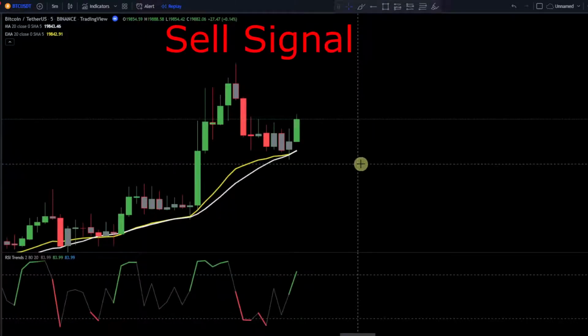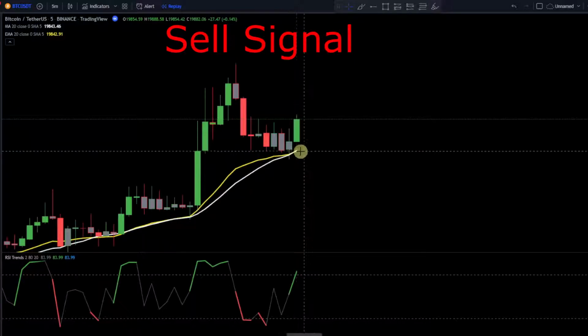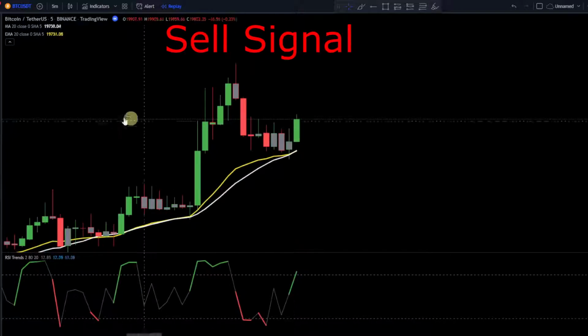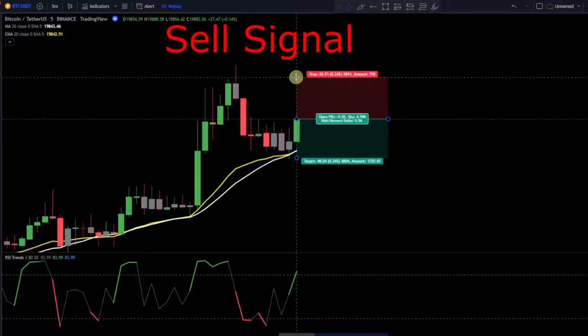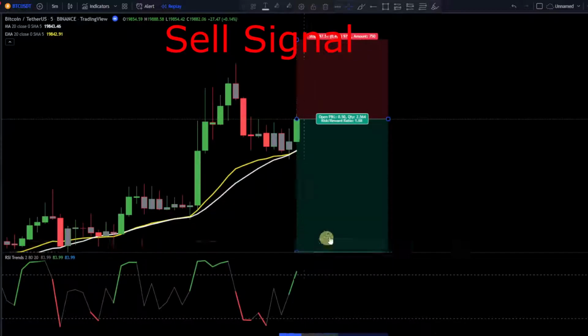For a sell signal, the white line needs to cross above the yellow line. Next, the RSI must be above 80, so the candle must be green. This entry is a valid sell signal. Same stop loss and take profit for this one.